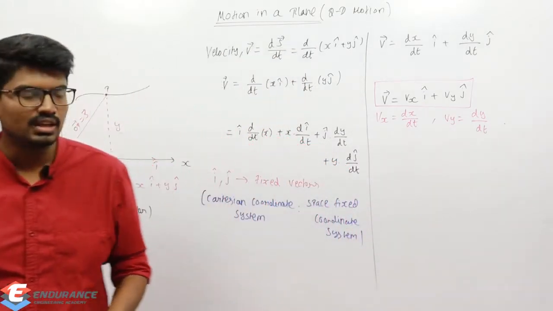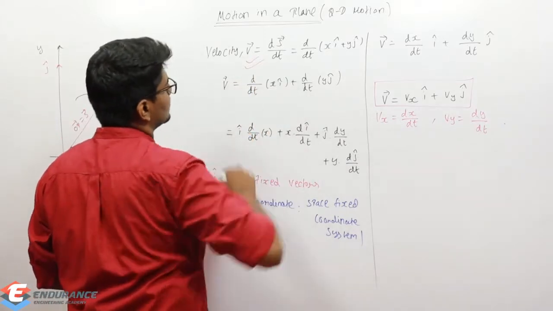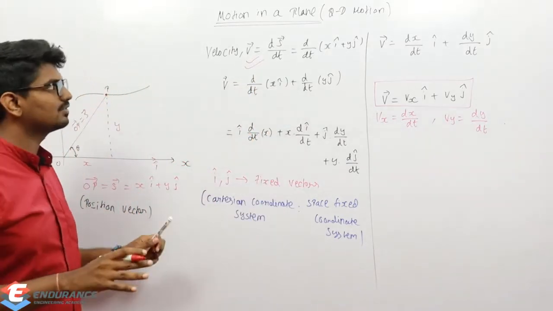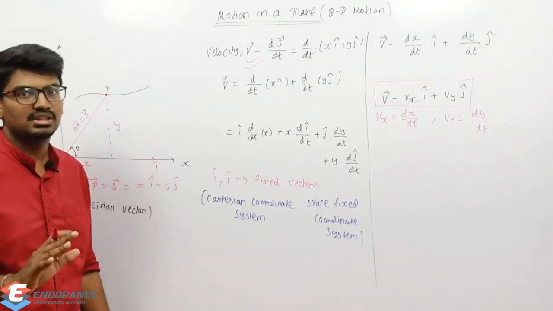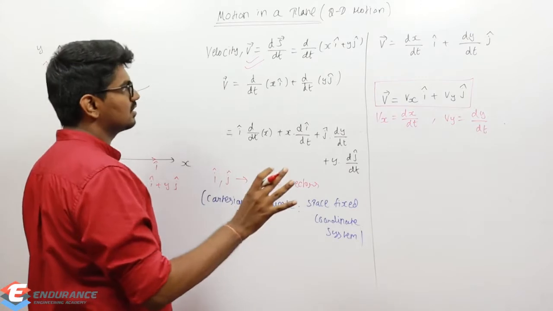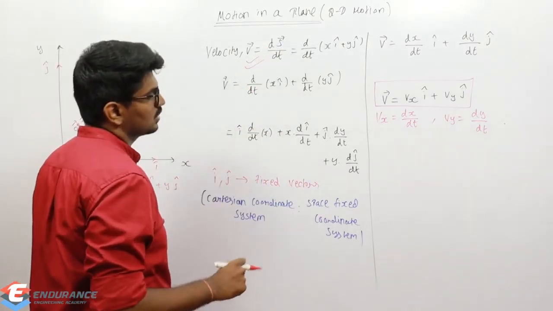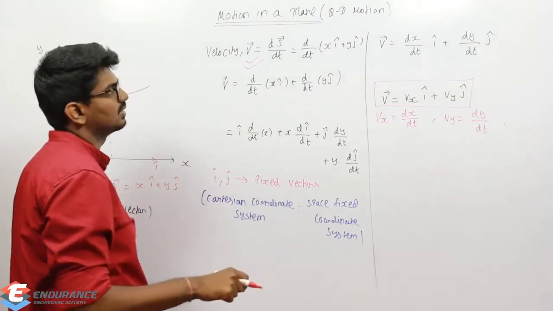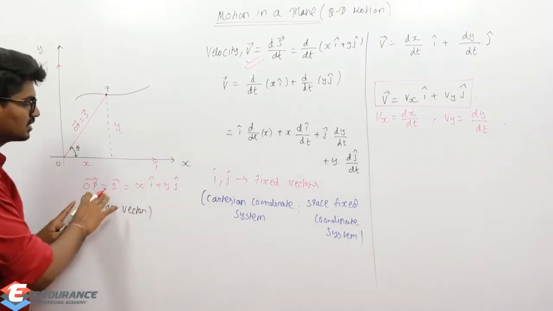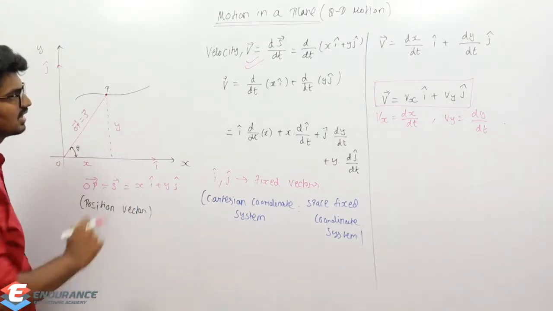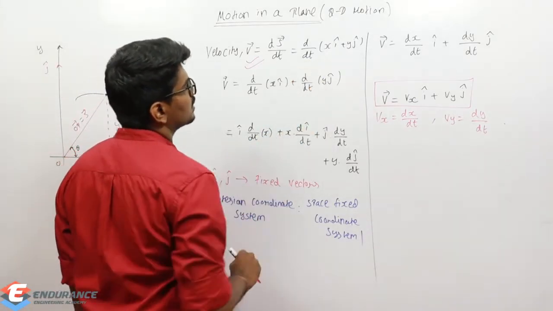Simple, straightforward. We already know that this equation can be applied for anything, there is no assumption involved there. From the basic definition, velocity is nothing but rate of change of displacement. So I just need to differentiate the displacement with respect to time for getting velocity. Here the position vector, the displacement, is x i cap plus y j cap. So d by dt of x i cap plus y j cap.